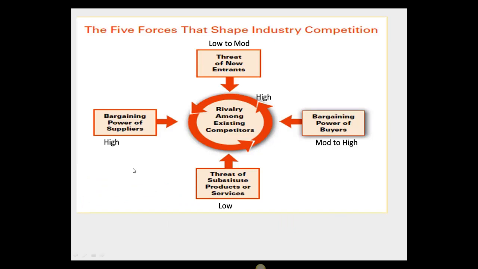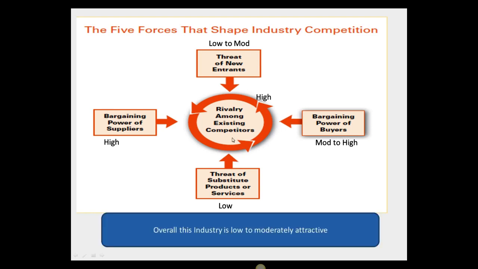So you add all these five forces together: low to moderate threat of new entrants, high bargaining power of suppliers, moderate to high bargaining power of buyers, low threat of substitutes, high rivalry, and then that will give you kind of a composite view of whether the industry is attractive. In this case, automobile manufacturing is low to moderately attractive, largely because of the bargaining power of suppliers, bargaining power of buyers, and high rivalry.